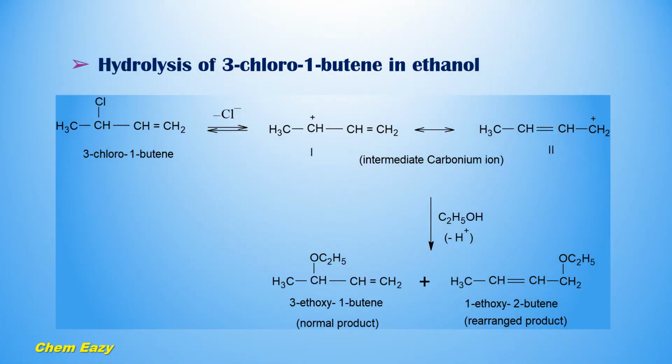Here you can understand with this example. In this example, 3-chloro-1-butene undergoes allylic rearrangement. Initially, by dehalogenation, 3-chloro-1-butene produces an intermediate carbonium ion. From this, two substituted products are formed. One is 3-ethoxy-1-butene, a normal product, and another one is 1-ethoxy-2-butene, which is a rearranged product.